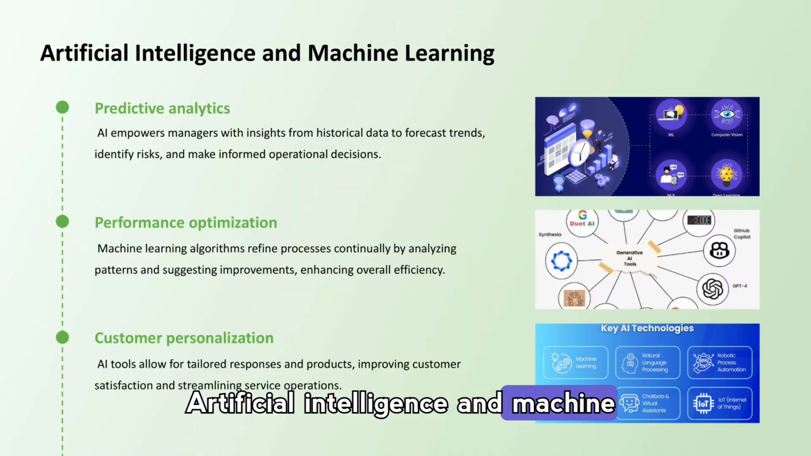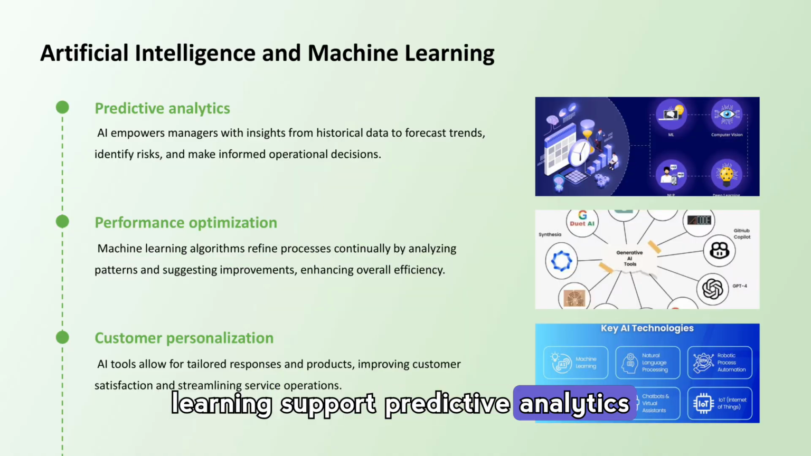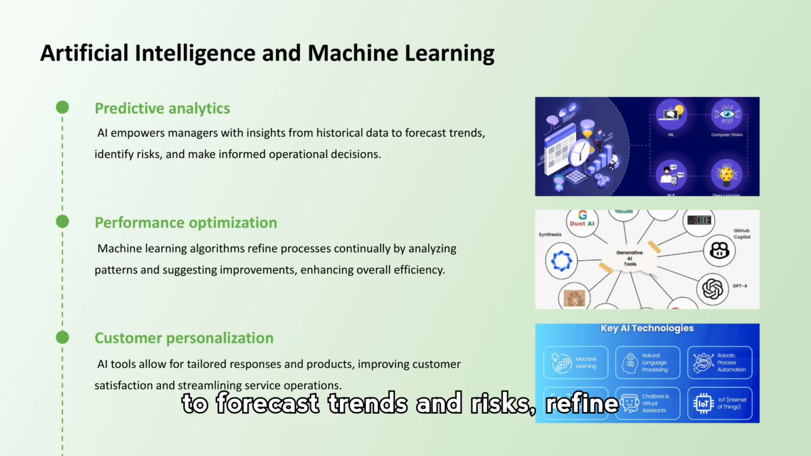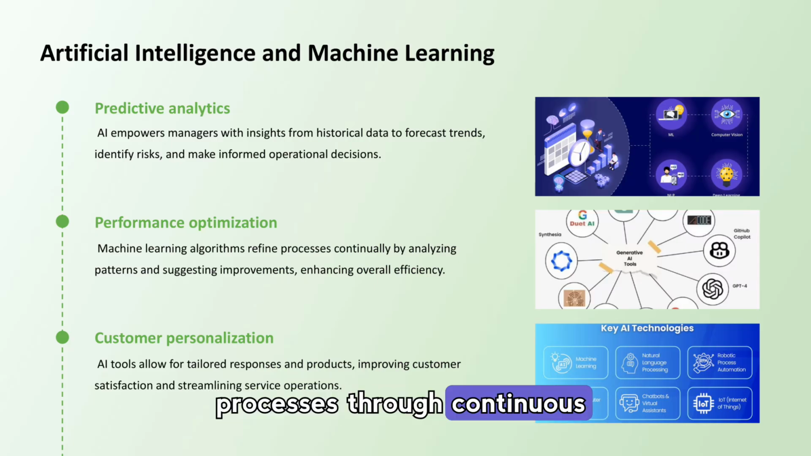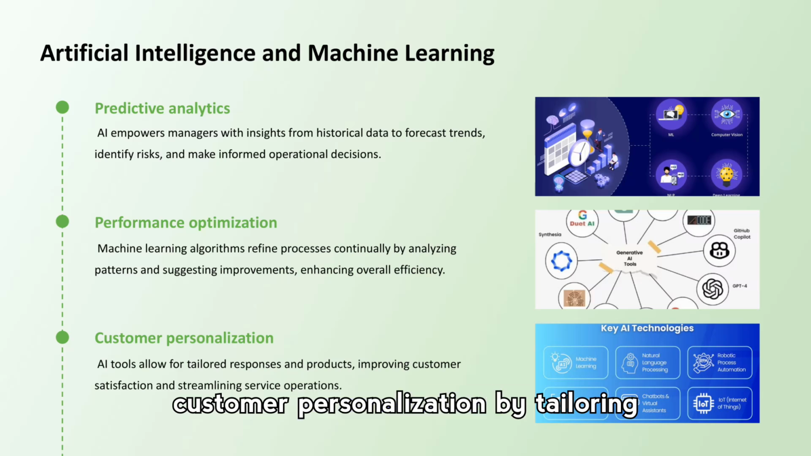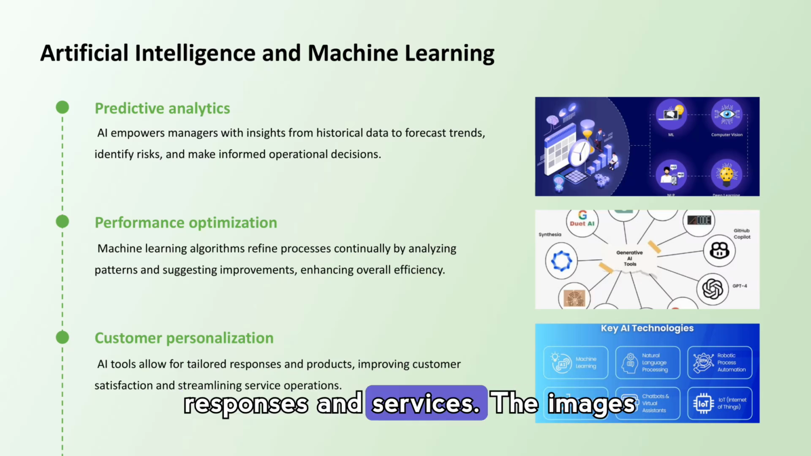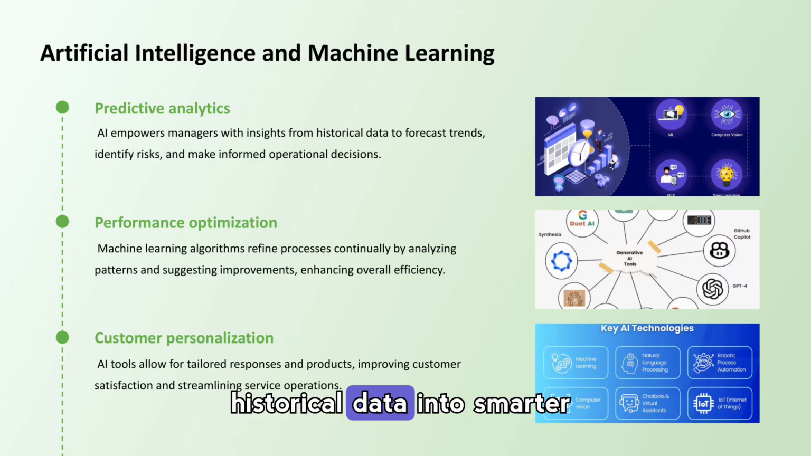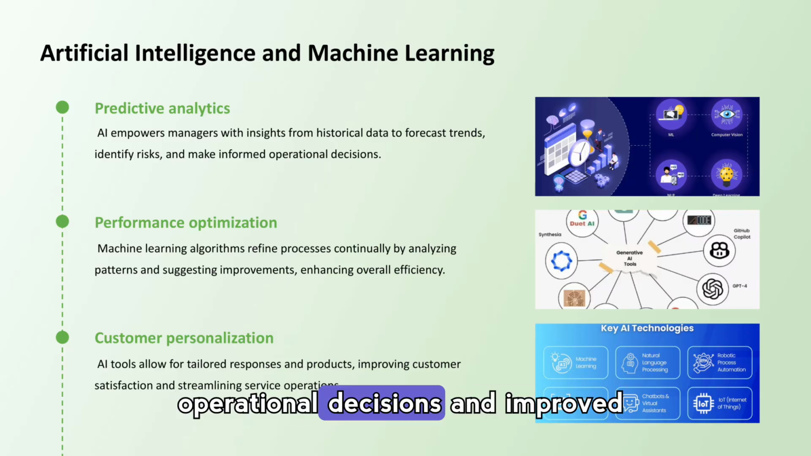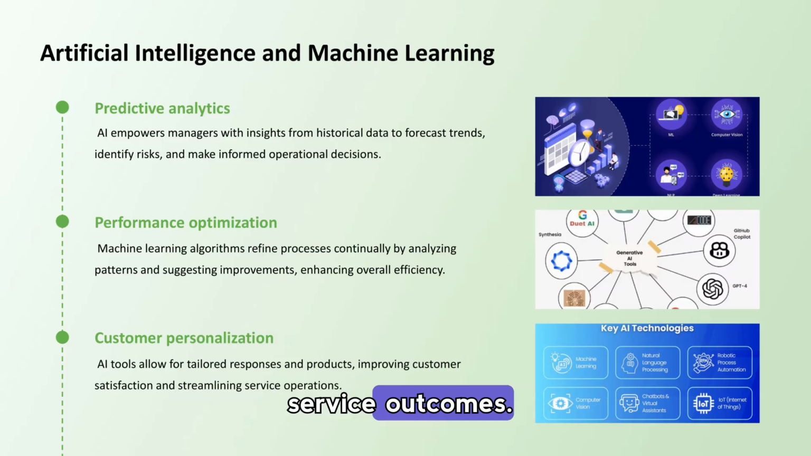Artificial intelligence and machine learning support predictive analytics to forecast trends and risks, refine processes through continuous pattern analysis, and enable customer personalization by tailoring responses and services. The images here illustrate AI's role in turning historical data into smarter operational decisions and improved service outcomes.